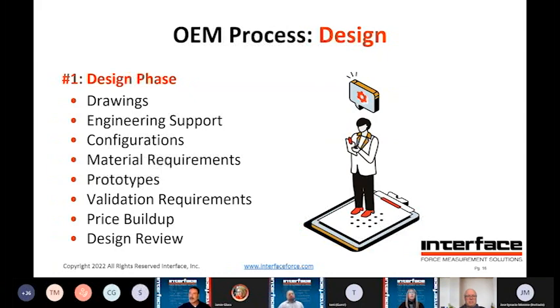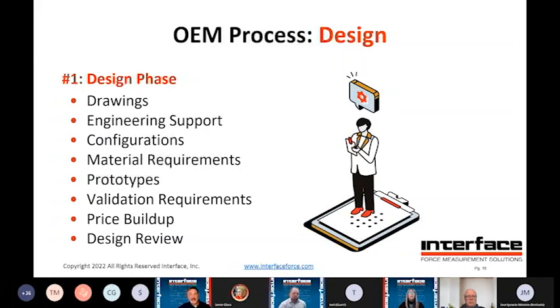We'll be building prototypes in the design phase as well, so we can do some internal testing, and the customer can do some internal testing, basically proving some of the design aspects. And obviously the validation requirements. Once we get to the end of that design process, we're trying to validate everything that we've combined and put together. And then we do a price buildup on it, so we understand what the initial investment from prototyping is going to be, along with what the volumes and price points are going to be at that point in the game.